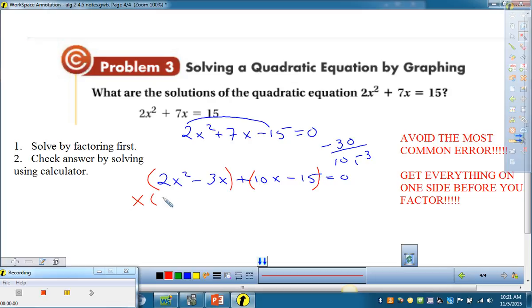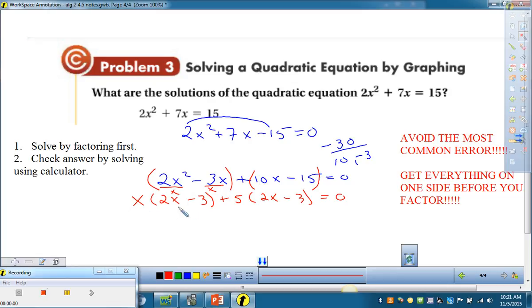Careful. 2x. And then? Yeah, we're dividing an x out of each of these. Minus 3. So I want a 2x minus 3 over here. So what do I pull out? Plus 5 times 2x minus 3. We still equal 0. And what are my factors then?